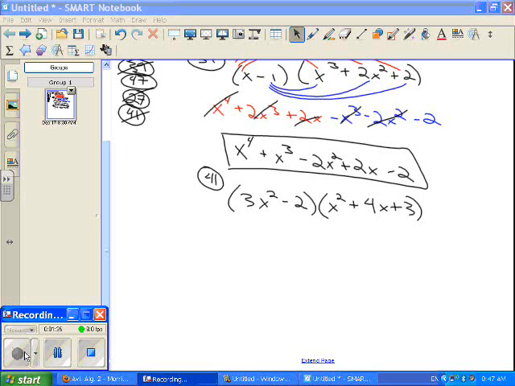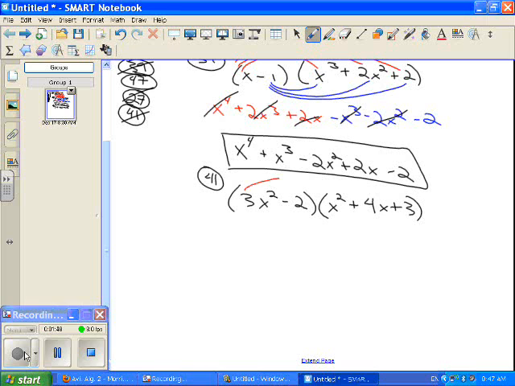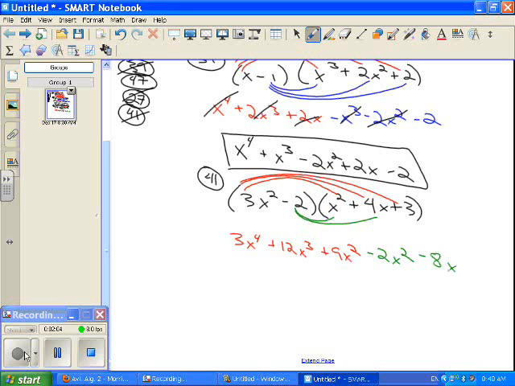All right, again, we want to take everything in the left and make sure that it goes through the right once. So 3x squared times x squared is 3x to the fourth. 3x squared times 4x is 12x cubed. And 3x squared times 3 is 9x squared. All right, so I ran out of things for the 3x squared to go through, so I move on to the next one. Negative 2 times x squared is negative 2x squared. Negative 2 times 4x is negative 8x. And negative 2 times 3 is negative 6.